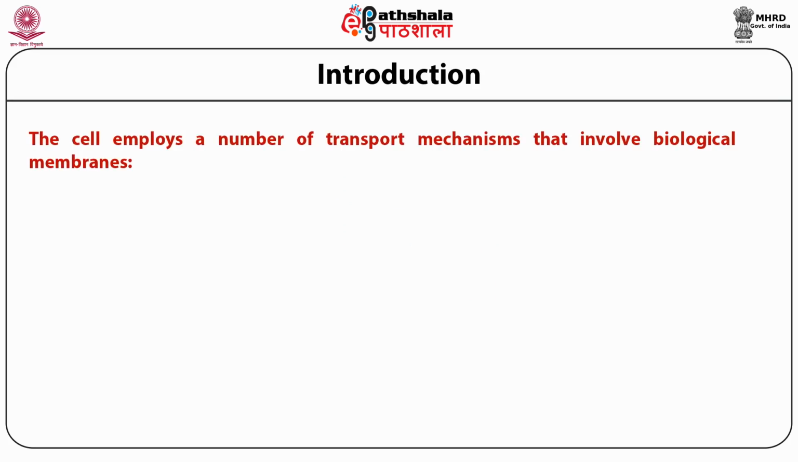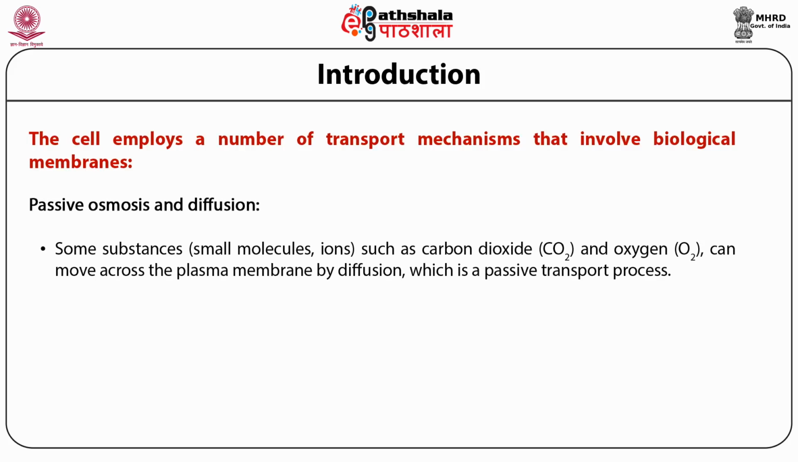The cell uses a number of transport mechanisms that involve biological membranes. The first one is passive osmosis or diffusion, second is facilitated transport, third is endocytosis, fourth is exocytosis. So the first is passive osmosis and diffusion. Some substrates such as small molecules and ions, namely carbon dioxide and oxygen, can move across the plasma membrane by diffusion, which is a passive transport process.